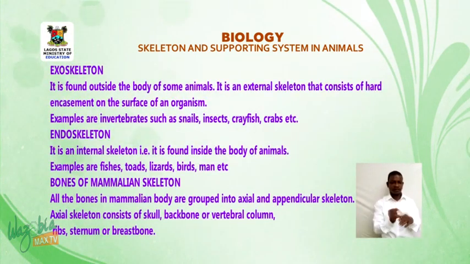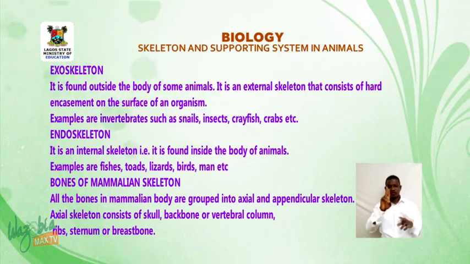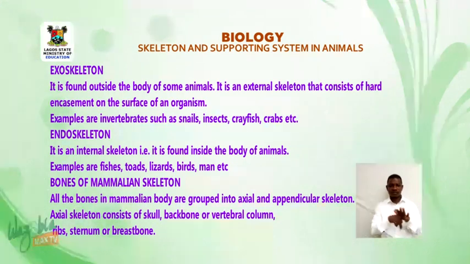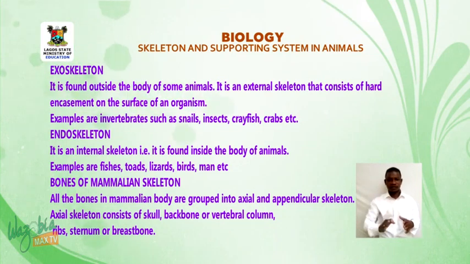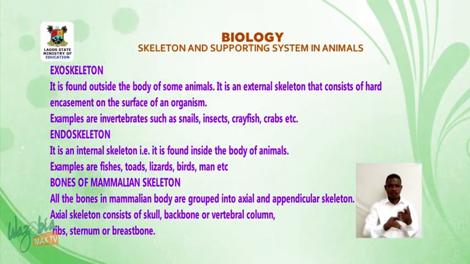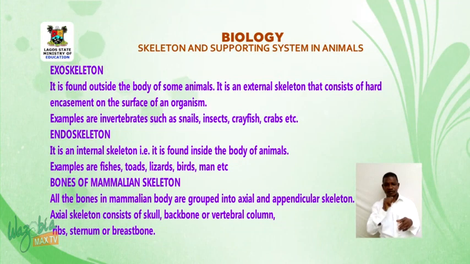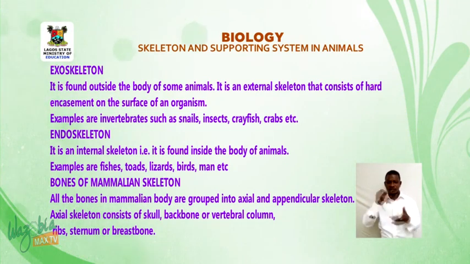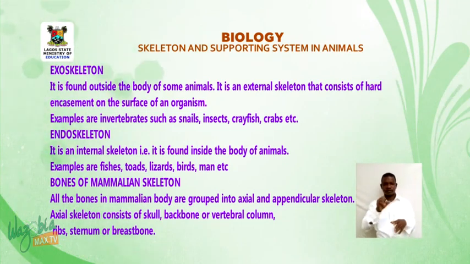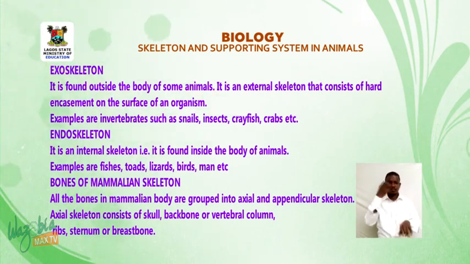Exoskeleton. It is found outside the body of some animals. It is an external skeleton that consists of hard encasement on the surface of an organism. Examples are invertebrates such as snails, insects, crayfish, crabs, and so on. Endoskeleton. It is an internal skeleton, that is, it is found inside the body of animals. Examples: fishes, toads, lizards, birds, man, and so on.